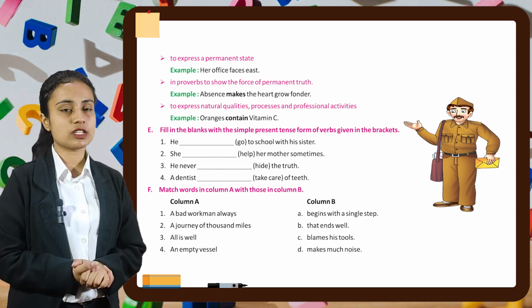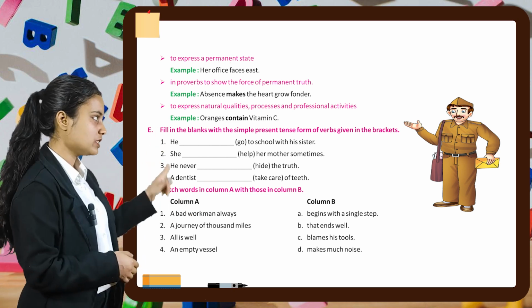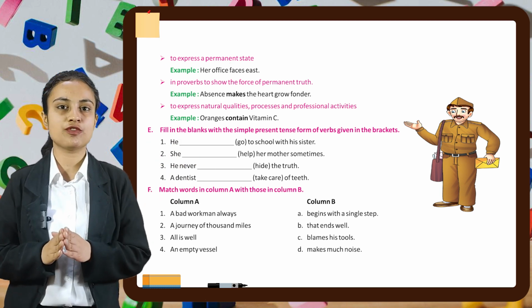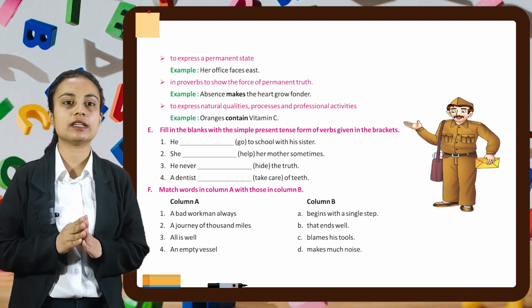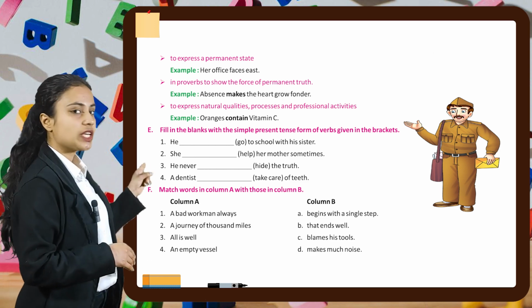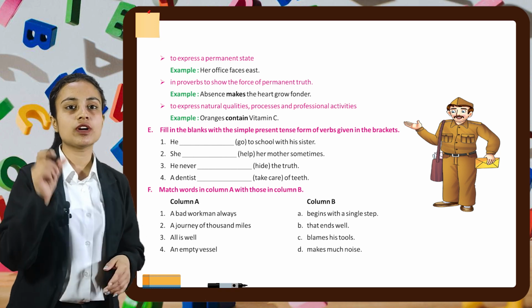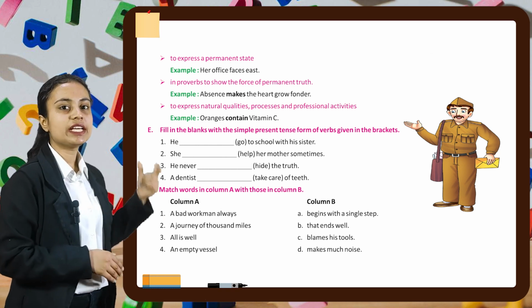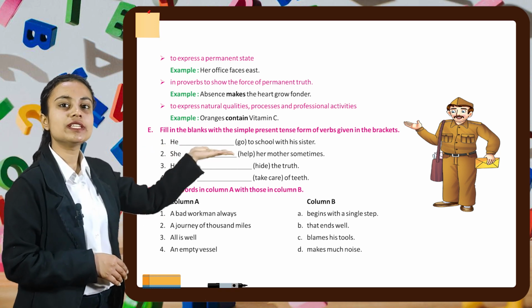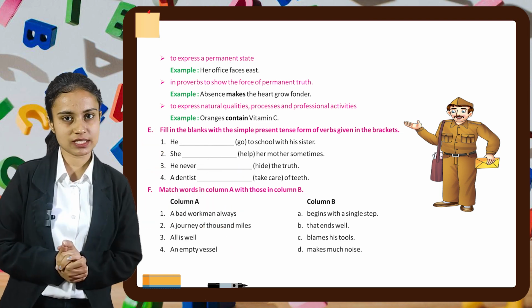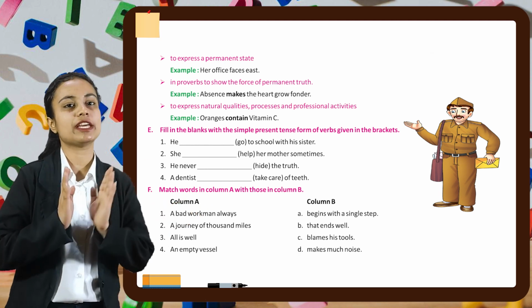Now using these concepts, let's do some questions. In this question, we have to fill in the blanks with the simple present tense form of the verbs given in the brackets. Let's see the first part. He dash to the school with his sister. So we have to use the verb go. So we can write: he goes to school with his sister. In a similar way, you have to do the rest of the 3 parts of this exercise by yourself.